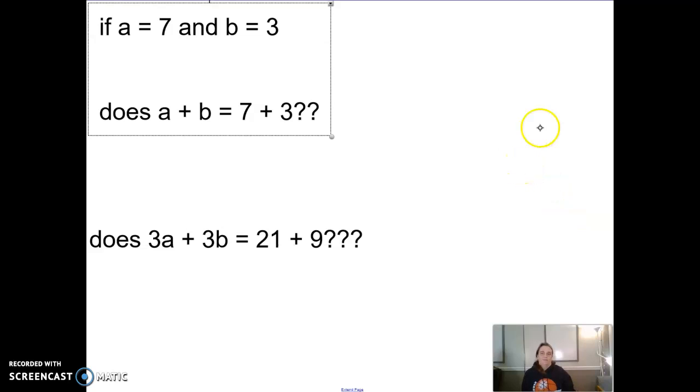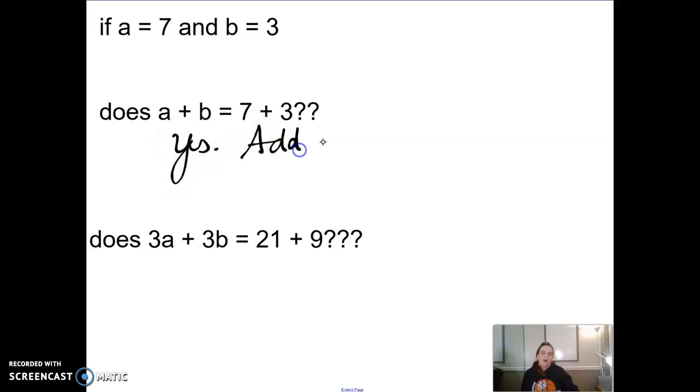But let's look at this one. If A equals 7 and B equals 3, does A plus B equal 7 plus 3? And we talked about this. If you think about it, it takes a little more thought, but it does, right? I have A equals 7. That piece of my expression is still here. And then I'm adding the same thing to both sides. I'm adding B here, but B is exactly the same thing as 3. So I'm still adding the same thing to both sides of the equation. This is still actually the addition property of equality.